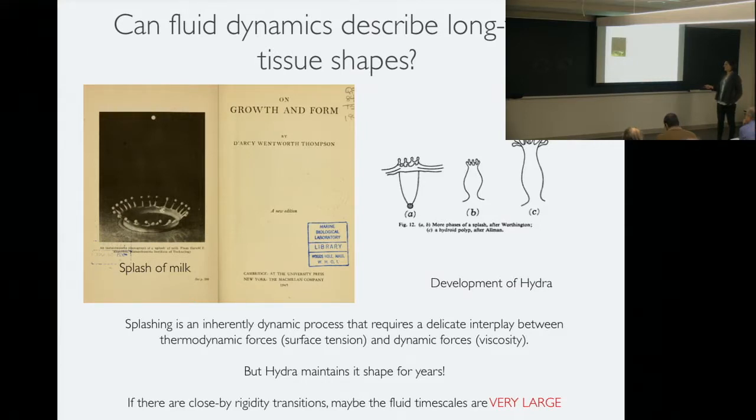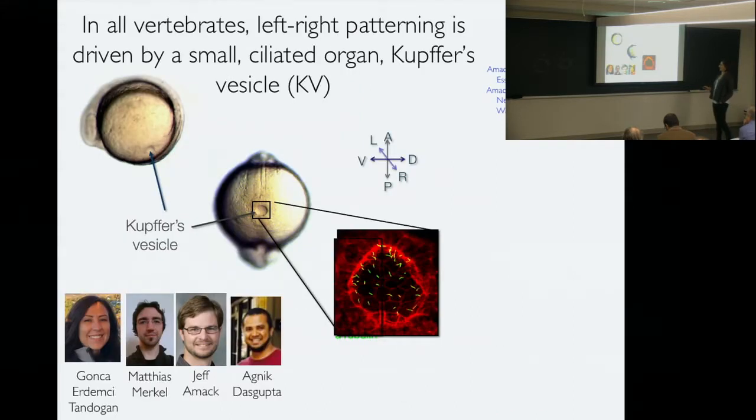But I think the point is that if their system is really close to one of these rigidity transitions I'm talking about, then the relaxation timescales for the fluid can get very, very long. And if the relaxation timescales are long, the viscosities can be very high. So maybe it's possible, right, that this type of process could work. Okay, and so we've been studying Kupffer's vesicle, which is the left-right organizer in zebrafish that sets things up so your heart, for example, ends up on the correct side of your body.